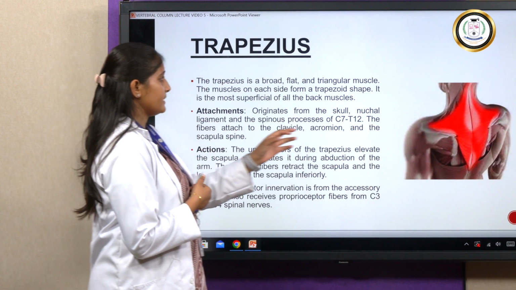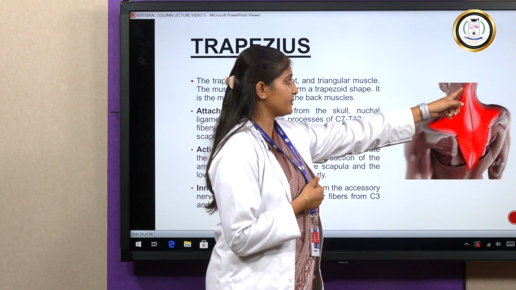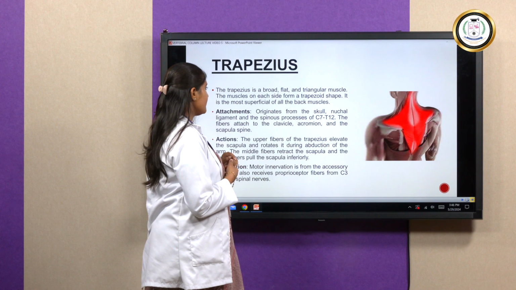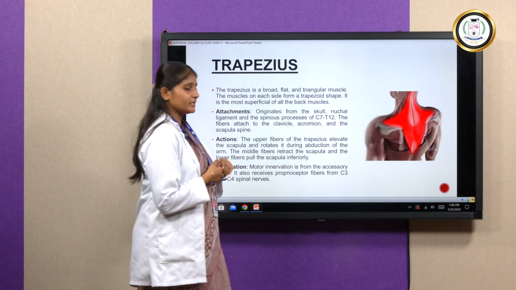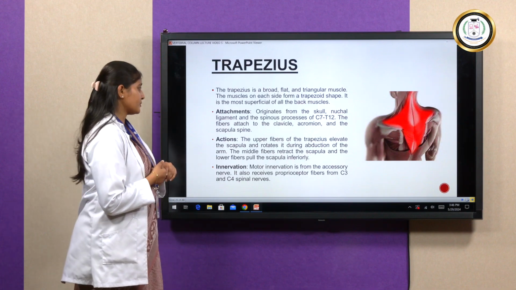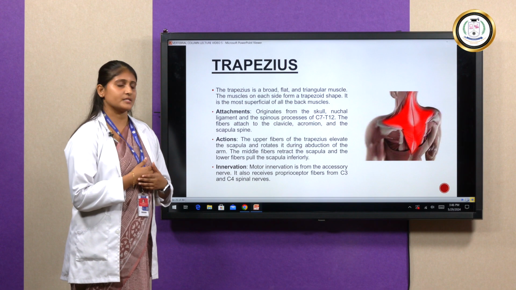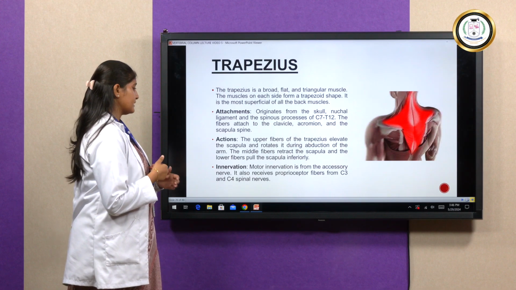So this muscle originates from the nuchal line of the occipital protuberance and also from the C7 to T12 vertebrae, and it gets inserted over the clavicle, acromion and the spine of the scapula. The action of trapezius is to elevate the scapula and to rotate it during shoulder girdle movement. It receives its nerve supply from the C3 to C4 spinal nerves.